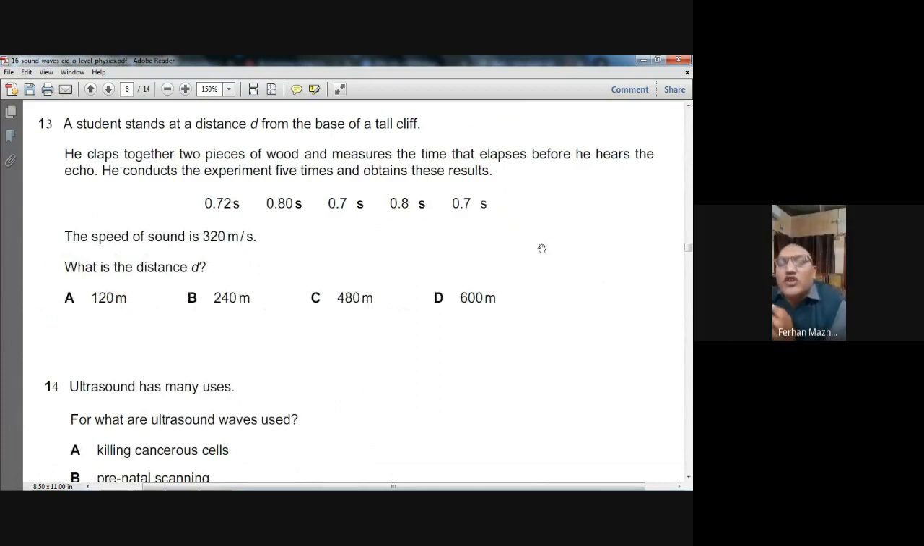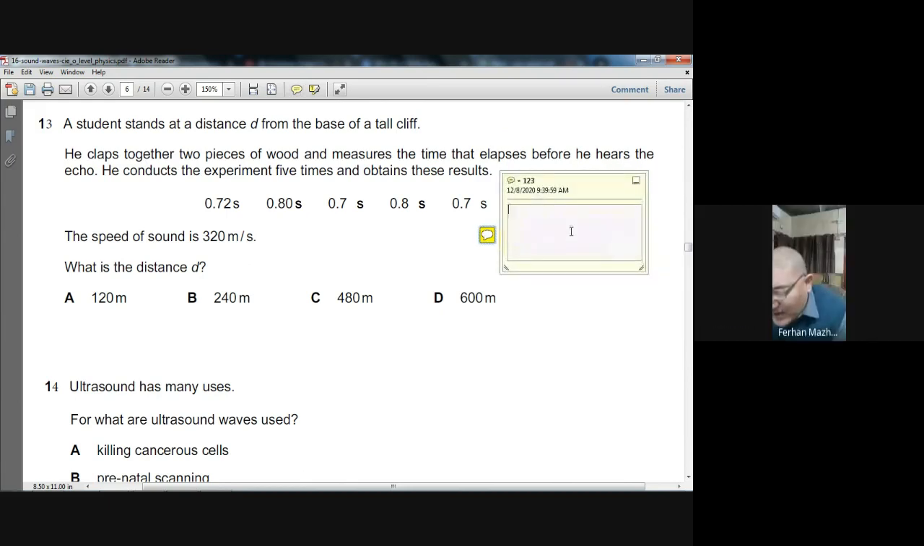Question number 13. A student stands at a distance d from the base of a tall cliff. He claps together two pieces of wood and measures the time that elapses before he hears the echo. He conducts the experiment five times and obtains these results. The speed of the sound is 320 meters per second. What is the distance d? It's kind of the same, a little bit different, but basically the same question.